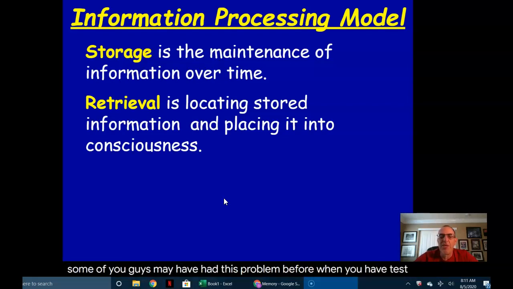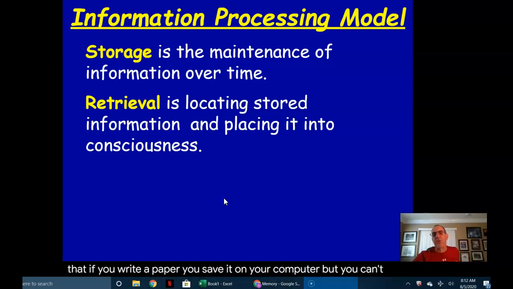Some of you may have had this problem before when you have test anxiety. You study the information, you know it's stored somewhere in your memory, but you just can't find the right retrieval cue to bring it back into memory. Or maybe you see someone at a party, you recognize them, and then you can't remember what their name is. So you have a retrieval problem. The same thing happens here: if you write a paper and save it on your computer, but you can't remember the name of the file, you're not going to be able to retrieve it.